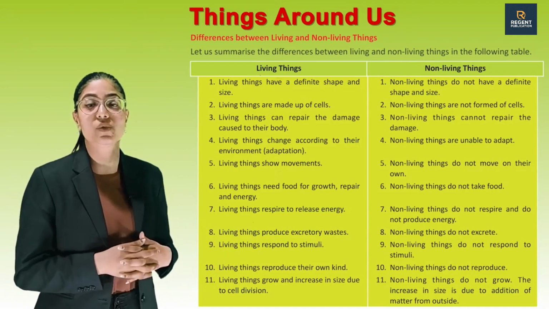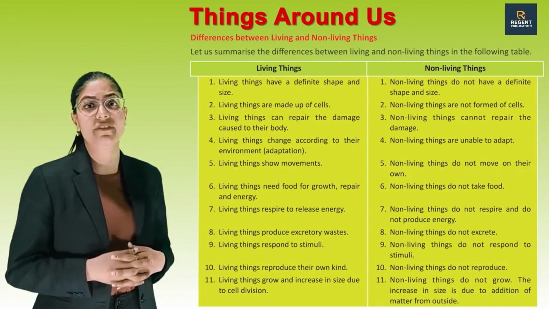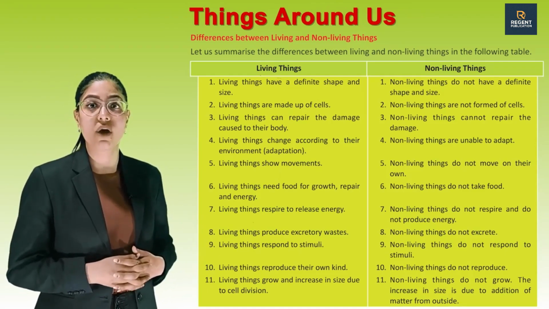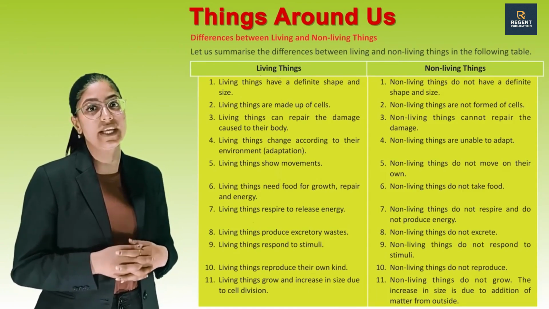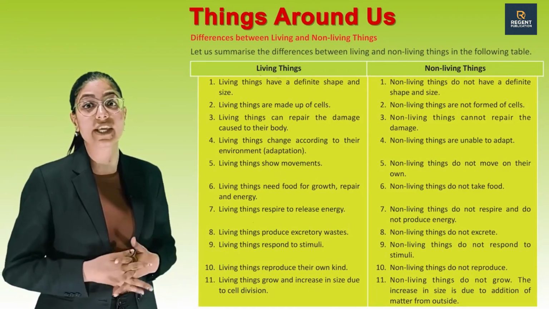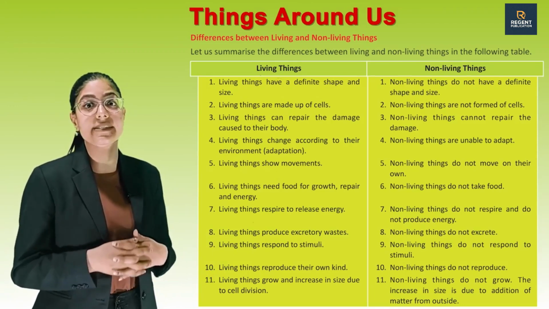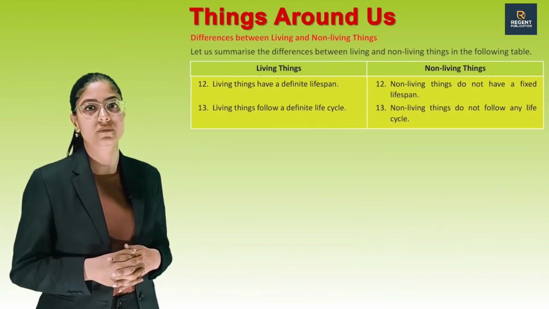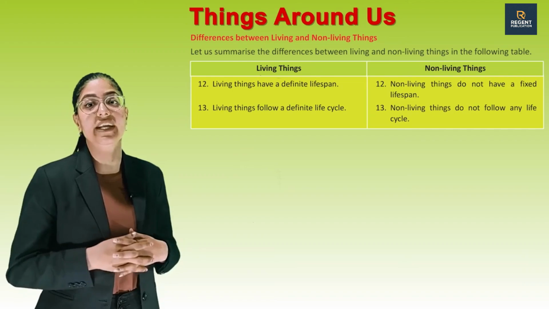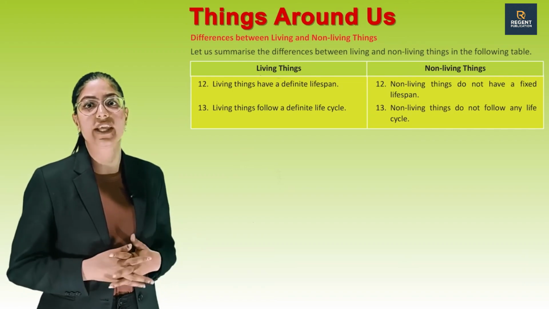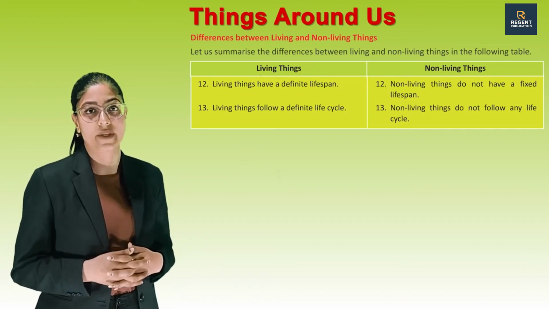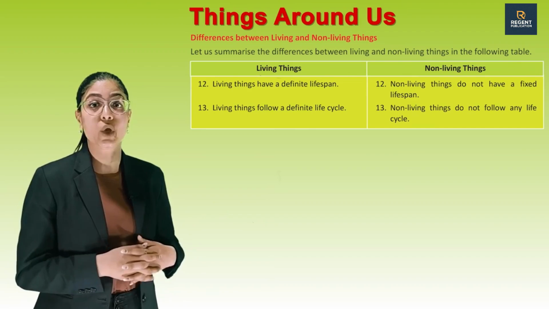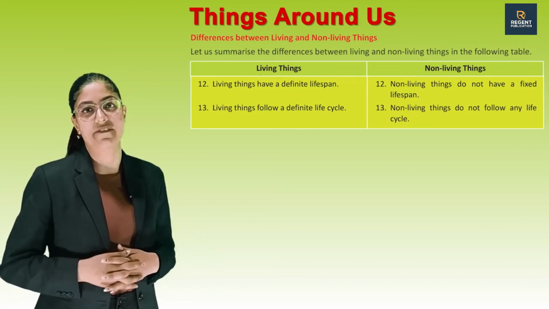Living things reproduce their own kind. Non-living things do not reproduce. Living things grow and increase in size due to cell division, while non-living things do not grow. Their increase in size is due to the addition of matter from outside. Living things have a definite lifespan. Non-living things do not have a fixed lifespan. Living things follow a definite life cycle, while non-living things do not follow any life cycle.